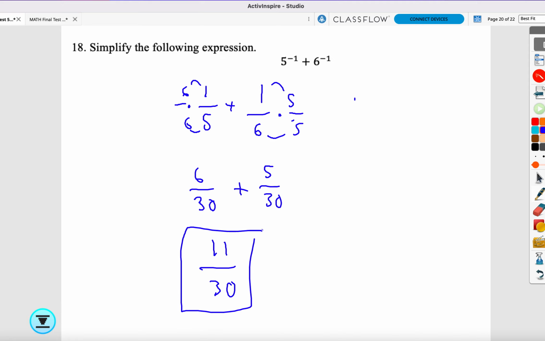There you go. Don't do the other method I did. This is the one I want you to do. So whatever the fractions are, multiply the other denominator to the other one, top and bottom, and then you get the same denominator, new numerator, and just combine your top. 6 plus 5 is 11. The 30 stays there.